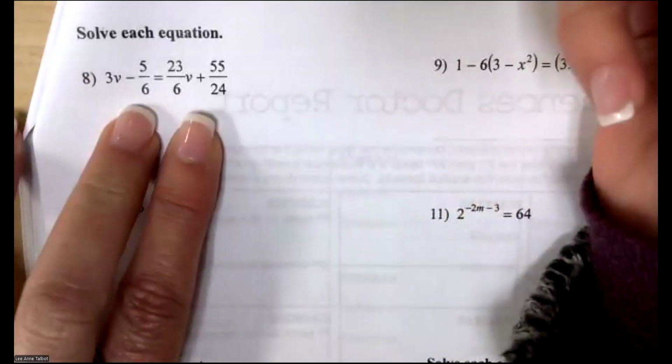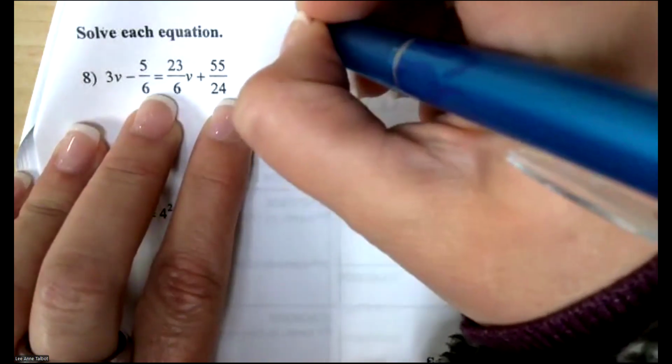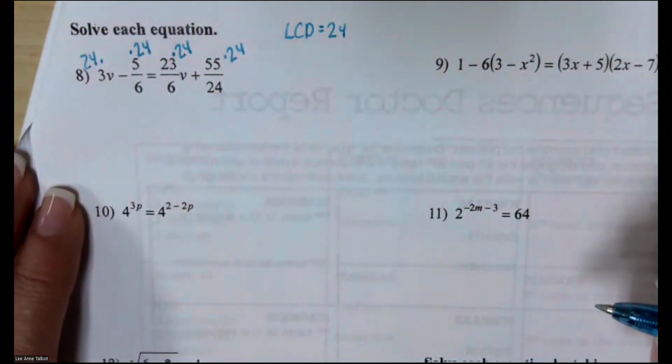Okay, what type of problem is this? What's this called? Yes, perfect. Fraction buster. What's the least common denominator in this one? 24, great. 24 times, 24 times, 24 times, 24 times.